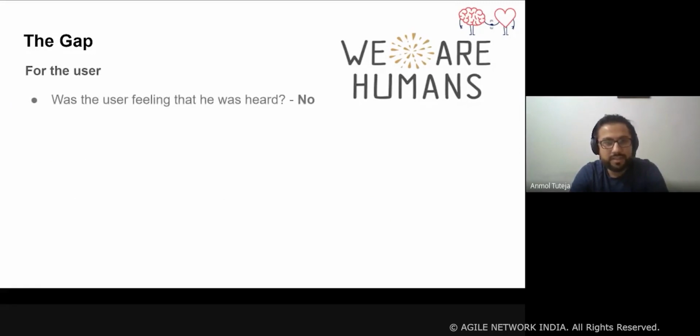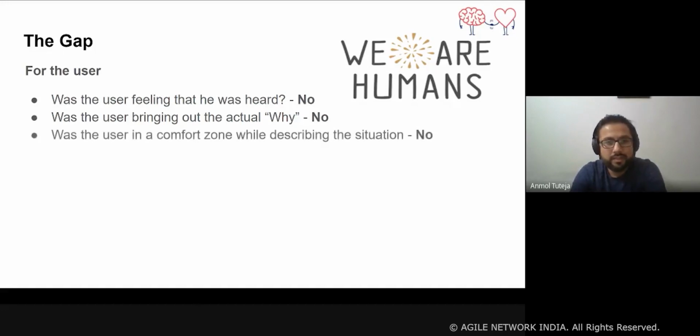The gap for the user: was the user feeling that he was heard? Probably not, because questions were too direct. It was just following a format. There was no human element. So from the user's perspective, he probably wasn't feeling that he was being heard properly about his problem, similar to the doctor-patient relationship. Was the user bringing out the actual why? Probably not, because he wasn't being drilled enough to think why he actually needs it. Is it something he definitely needs, or is he just asking because he doesn't have it and has seen other places or other ways?